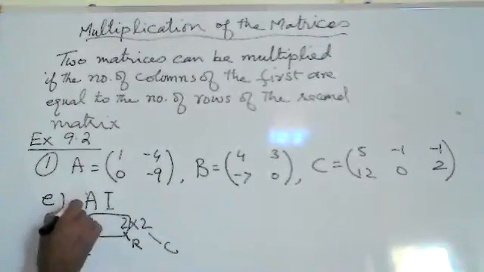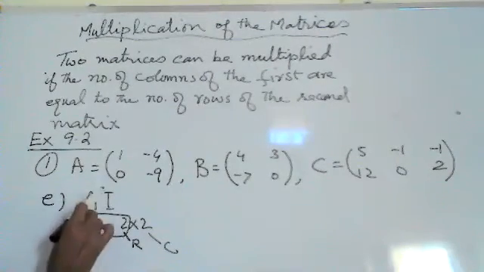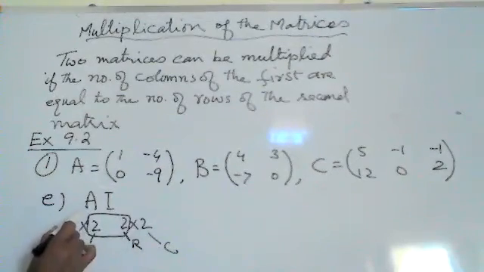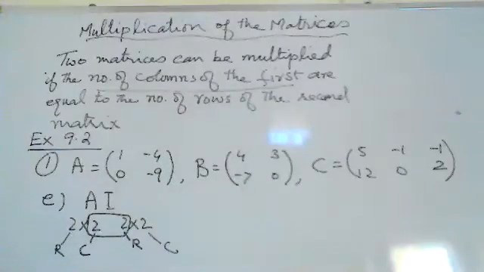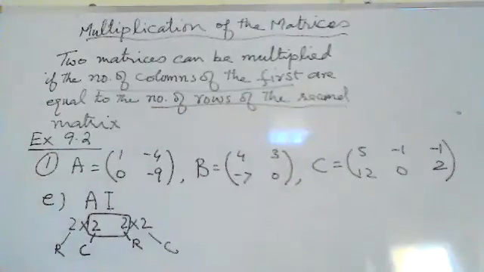So we write the size of the first matrix, number of rows by number of columns. Here also we write the size, number of rows and the number of columns. Then we check the middle number: the number of columns of the first matrix must be equal to the number of rows of the second matrix. If they are equal, we can multiply. If they are not equal, we cannot multiply.